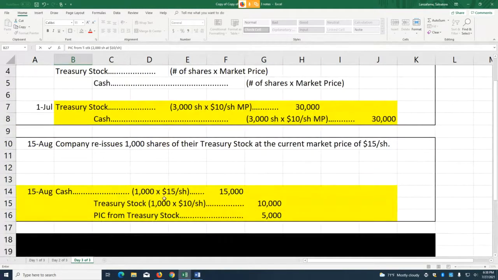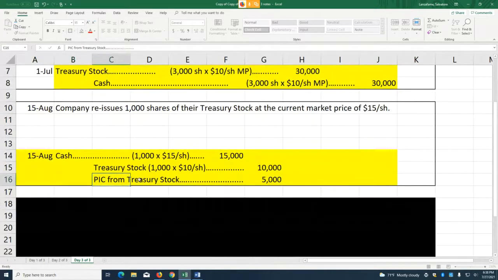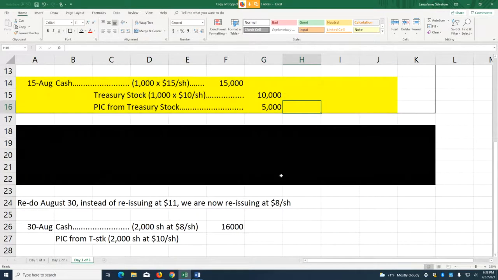Got a problem. Because if you remember this transaction, we credited PIC in this first transaction for $5,000. So I have a $5,000 cushion. I'm only allowed to debit PIC up to that 5. It's the rule, right? PIC can never have a debit balance.